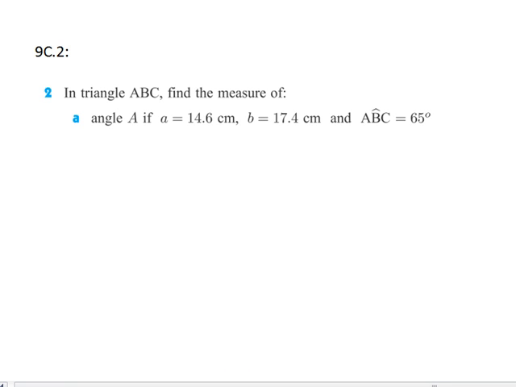We're given some information. We're told about little a and little b, and these will be the sides because they're given in centimeters. And we're given an angle ABC given in degrees. So let's sketch out this triangle. We'll have three sides, A, B, and C. And angle A is going to be opposite side A, angle B is going to be opposite side B, and angle C is going to be opposite side C.